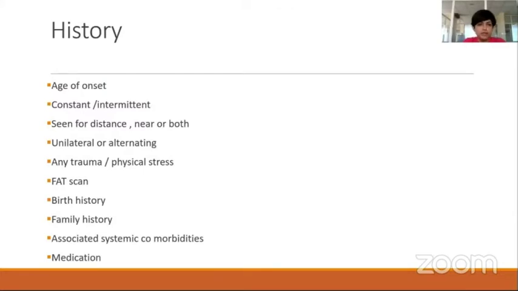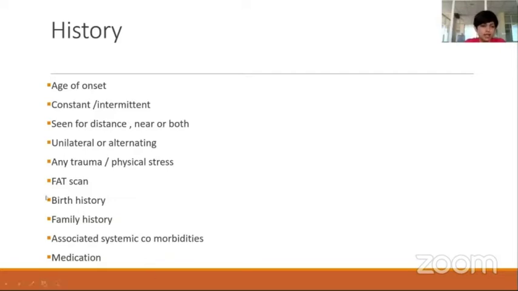As it is when you're dealing with any case, the history and the initial assessment is very important. You may want to ask the parents about the age of onset, whether it is constant or intermittent, whether it is always seen in one eye or in both the eyes, whether there is a difference between how it is when the child looks at a distance or near.